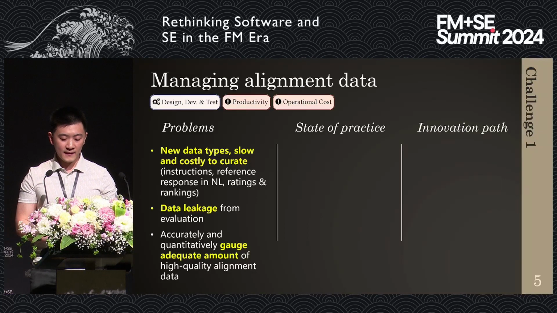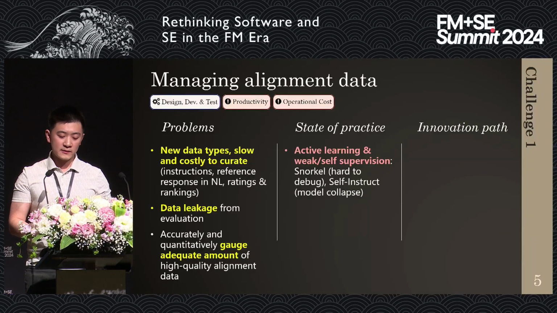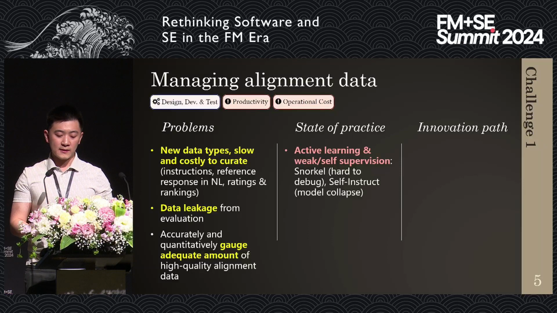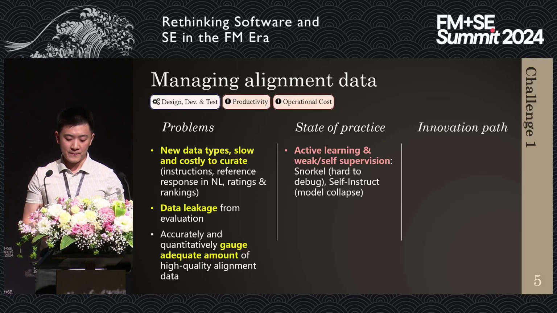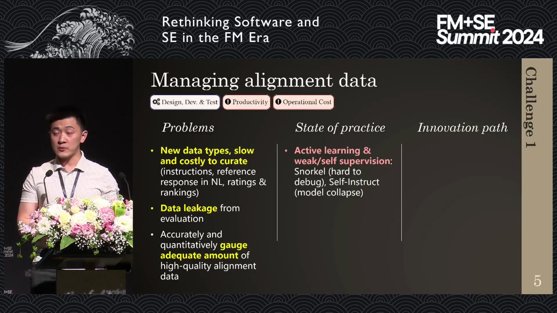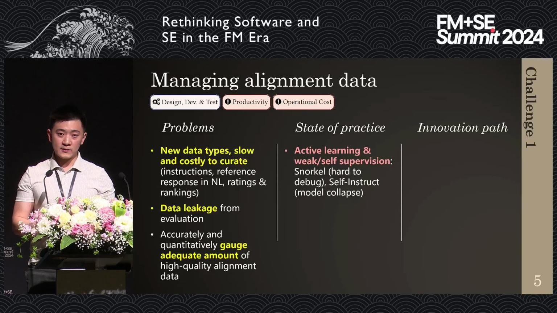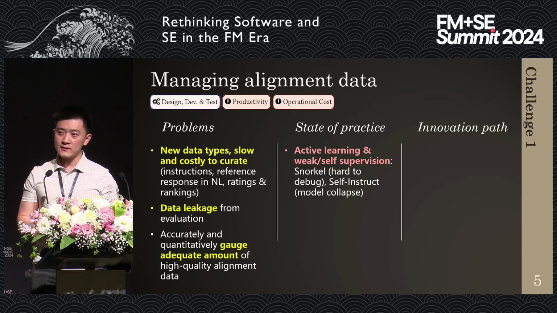So what is the state of practice for solving this problem? We're seeing people use active learning or weak or self-supervision. Some examples include Snorkel, a data alignment company that uses data programming. But the issue is that because of the new data programming paradigm, it's pretty hard to debug the whole alignment process. We're also seeing new methods like self-instruct that try to generate the alignment data automatically. But we also see the issue of model collapse, where, when no new information is provided by humans, the model starts forgetting its pre-training behavior.